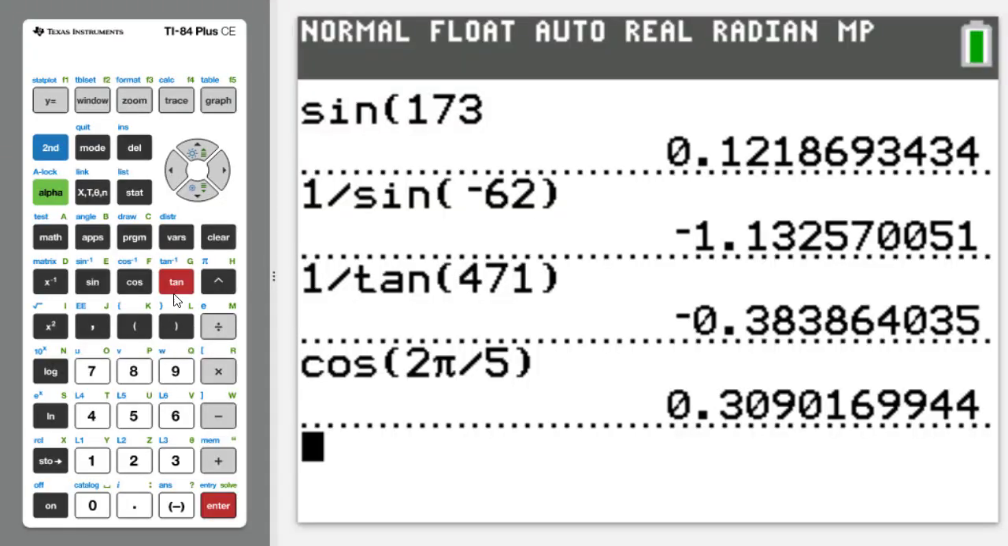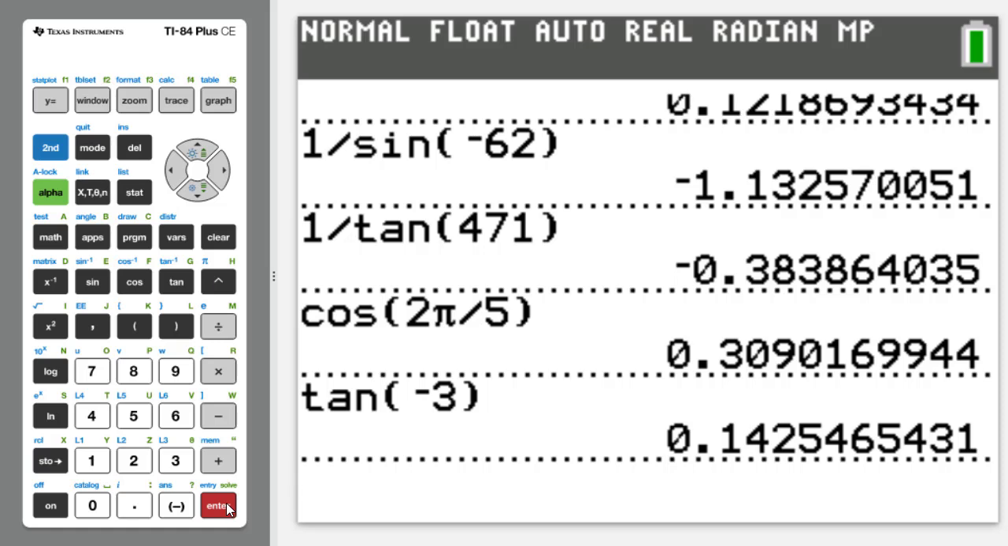Okay, the next one, tangent of negative 3. Again, a common misconception here is you don't have to have pi in order to be radians. It could just be a whole number like this one, or at least an integer, I guess, because it has a negative sign. But tangent of negative 3 would give us that value, so 0.1425.